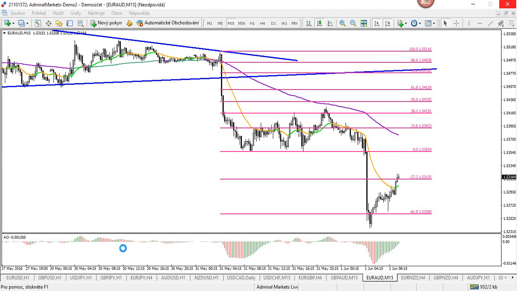Let me ask you, actually, maybe you've already looked at the charts. What do you think is going to be the most interesting currency pair for the London session, or today, perhaps? What do you think has the most potential?